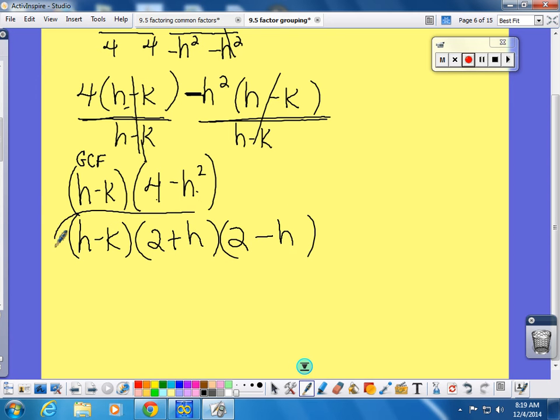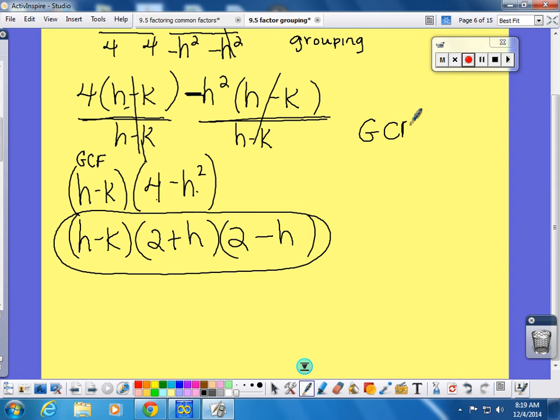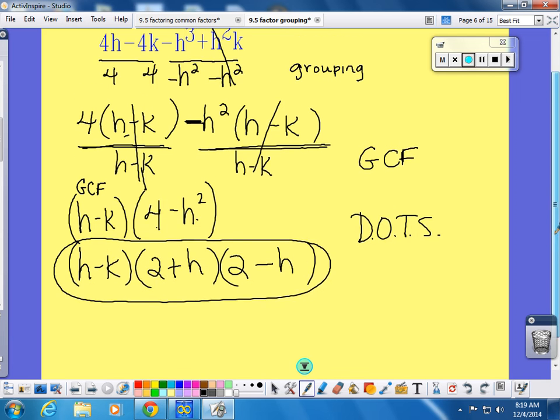This is my final, fully, completely factored answer. I did grouping up here. This was grouping up here. Then I did greatest common factor here. And then I did difference of two squares here. Label it so you can go back and see it. When you finish with that, put your pencil down.